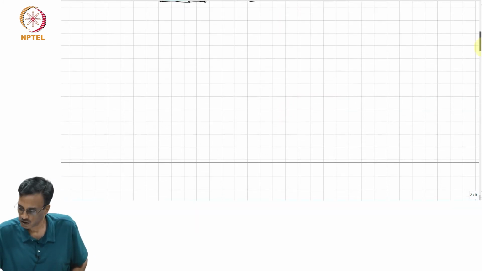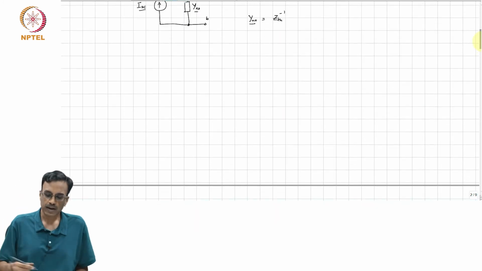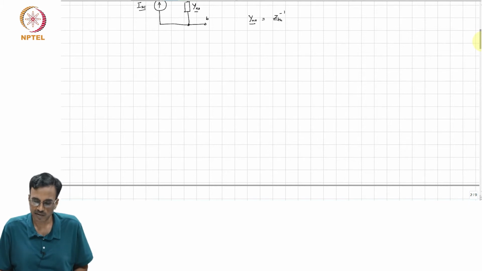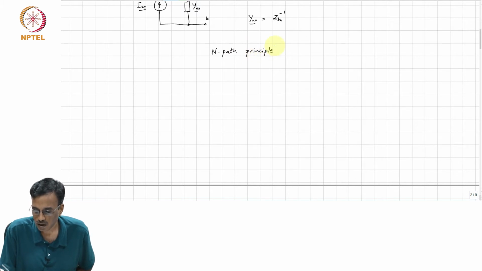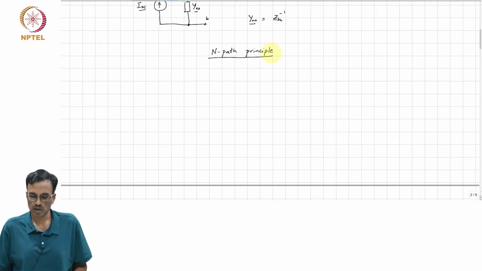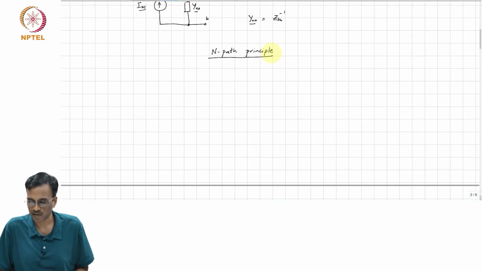Very good. So, today I'd like to discuss another aspect of LPTV networks which is used very commonly in practice, and that's what's called the N-path principle. And is used in many areas, in RF being one example.